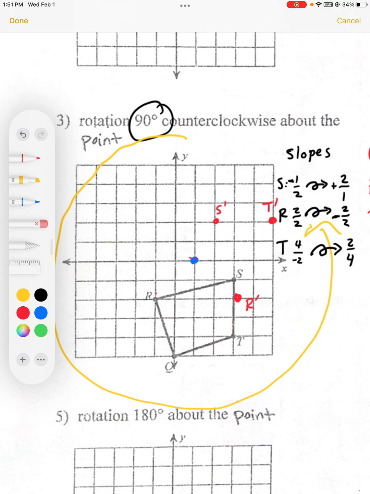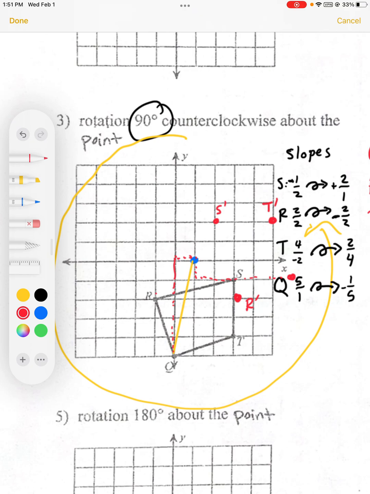All right, our last one is going to be Q. We draw the line between Q and our blue dot. We go up 5 and over 1. So therefore the slope is 5 over 1. We flip that over, we're going to get 1 over 5. Now, it was positive, so we have to make this one negative, meaning we go down 1 and over 5.